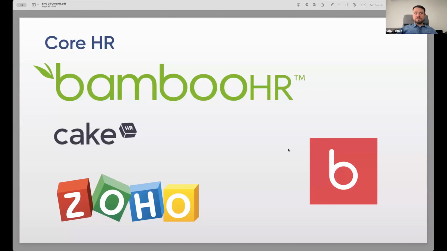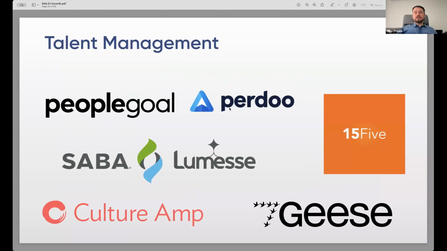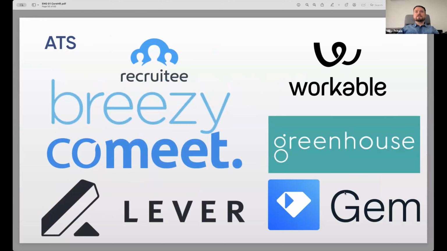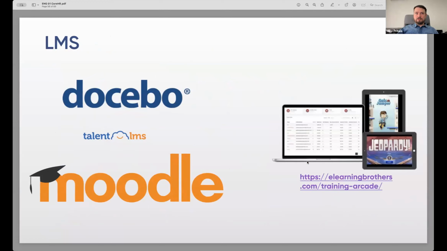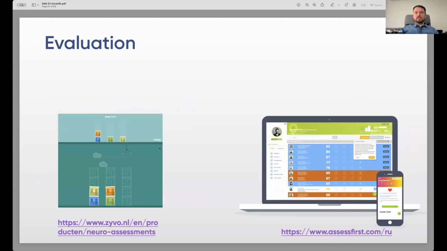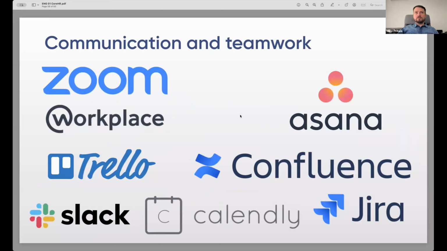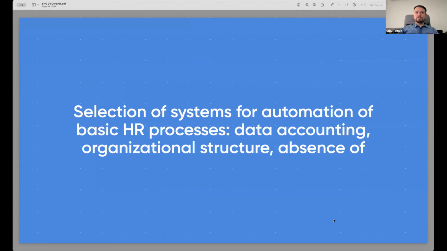And foreign providers, for core HR, you may consider Bamboo HR, Cake HR, Zoho, and Hibob. For talent management, PeopleGoal, Saba, Lumis, 15Five, CultureAmp, and 7Geese, which is now bought by another company. For ATS, Recruitee, Breezy, Comeet, Lever, Workable, Greenhouse, and Gem. For LMS, Docebo, Talent LMS, and Moodle. For evaluation, there are also some interesting tools like Assess First. For communication and teamwork, you may consider Zoom, Workplace, Trello, Slack, Calendly, Confluence, Asana, and Jira.